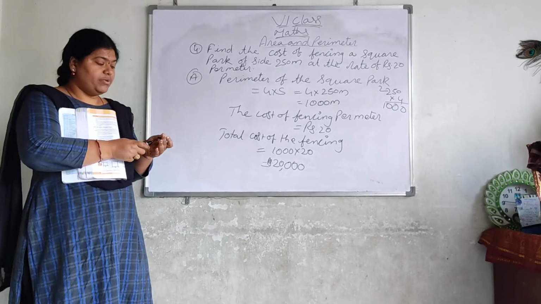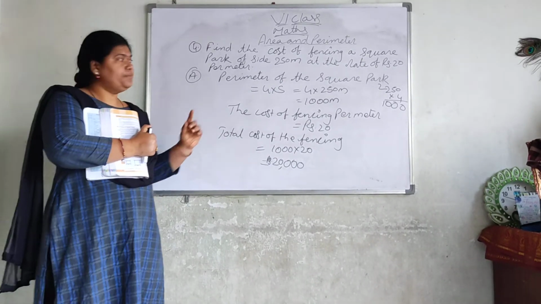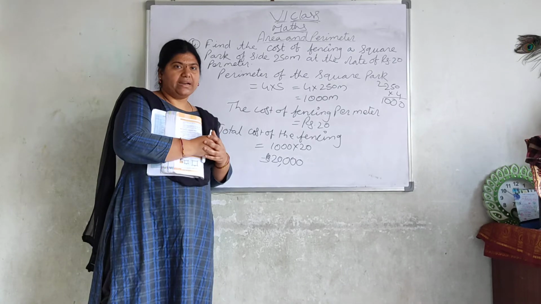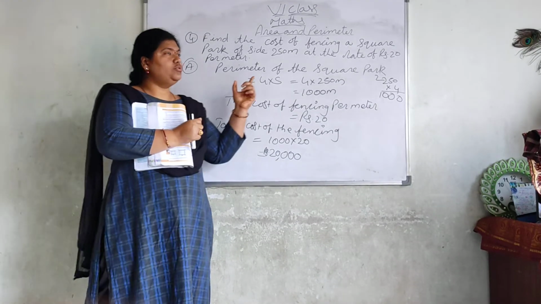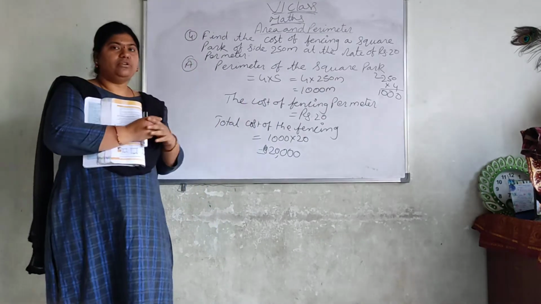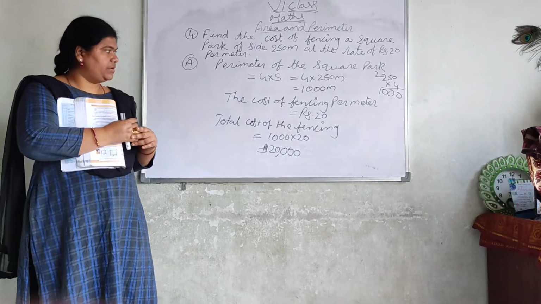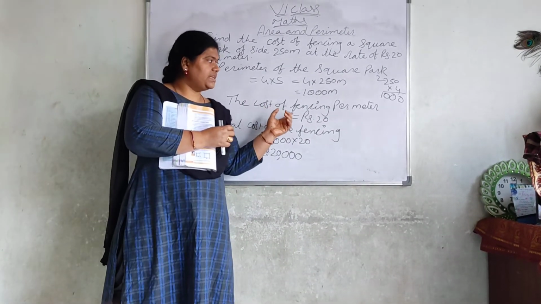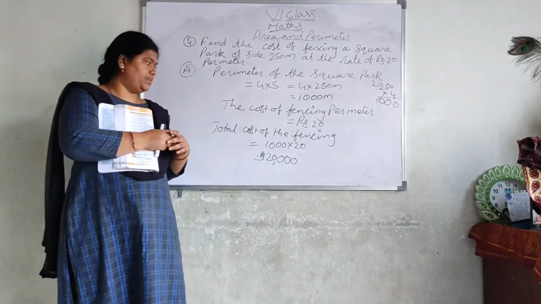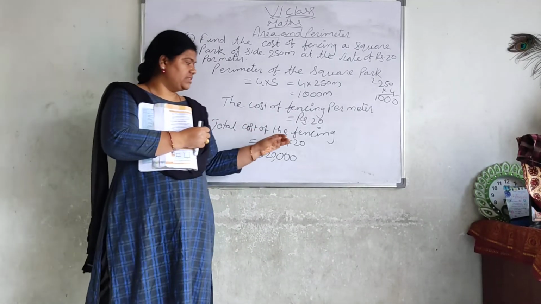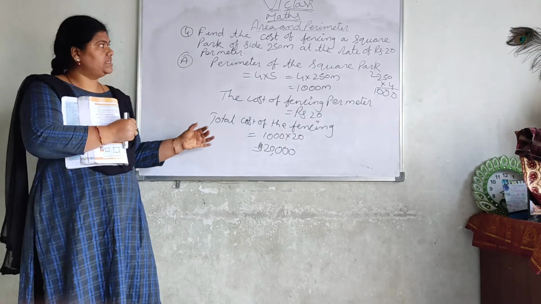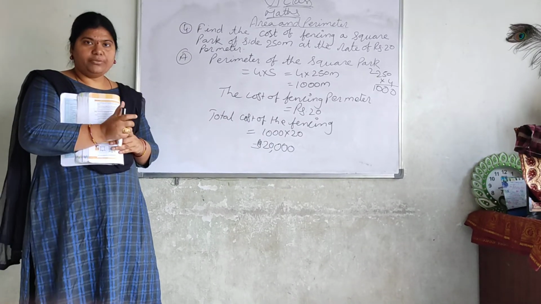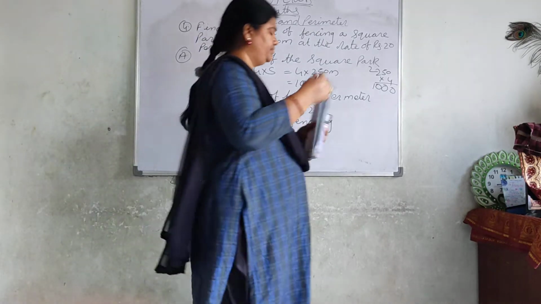Did you understand? Before we did for a rectangular field, now we are doing for a square park. Square park formula what? 4 into side. That is 4 into 250 meters, which is 1000 meters. The cost of fencing per meter is 20 rupees. Then total cost of fencing is 1000 into 20. That is 20,000 rupees. Got the point? Shall we go for the next problem?